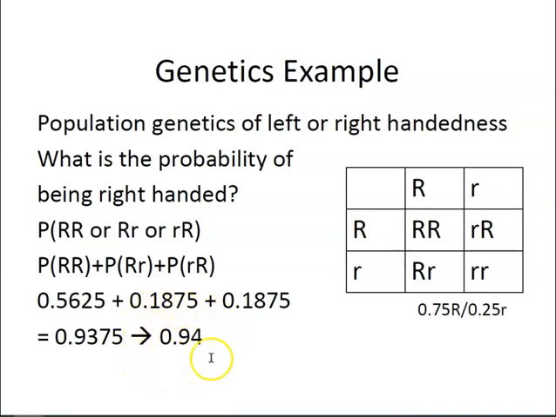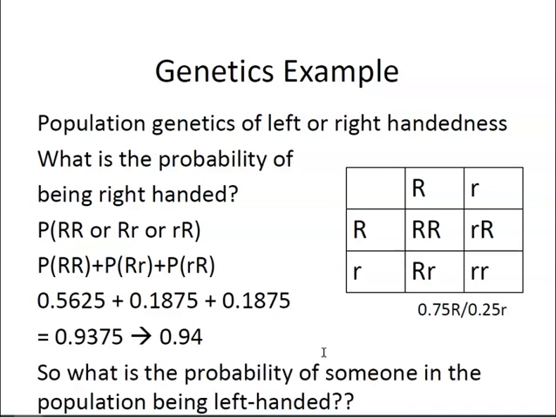Right, so because it's dominant in the population, and because there's a much higher frequency of the big R allele compared to the little r allele, most of our population, 0.94, is going to be right-handed.